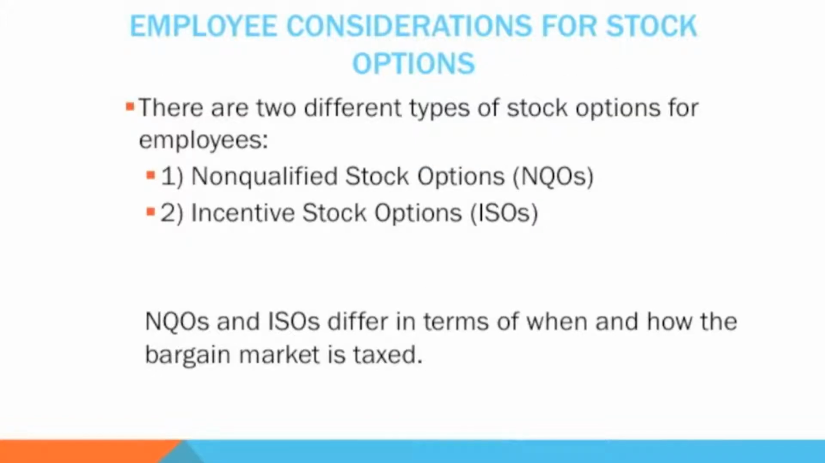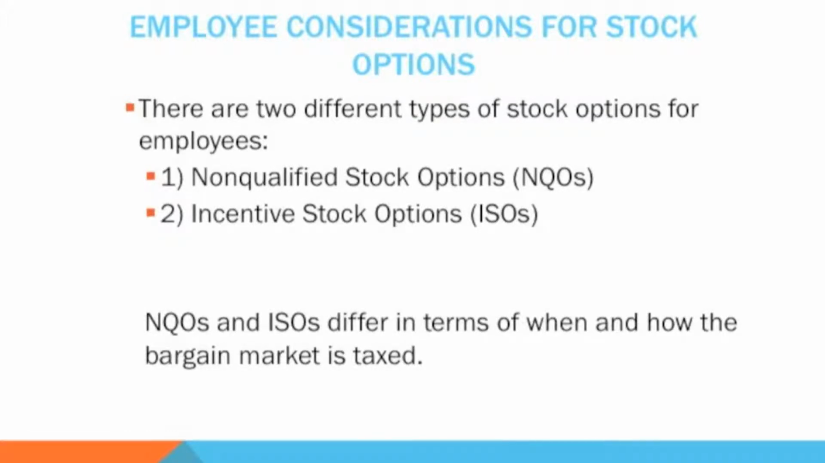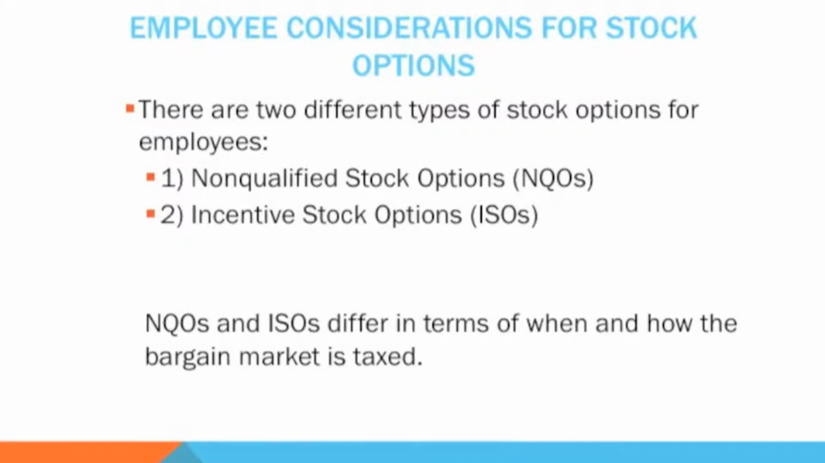In this section, we talk about employee and employer considerations for stock options. The two types are non-qualified stock options, called NQOs, or incentive stock options, called ISOs. They differ in terms of when and how the bargain element is taxed.